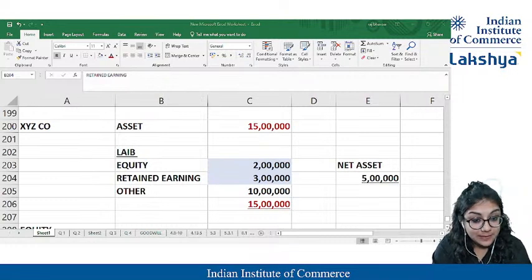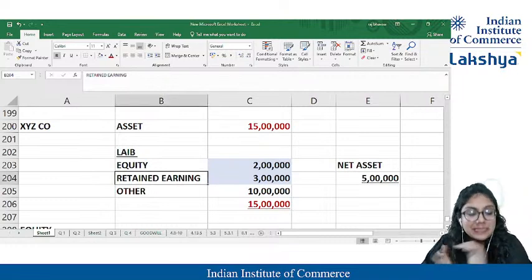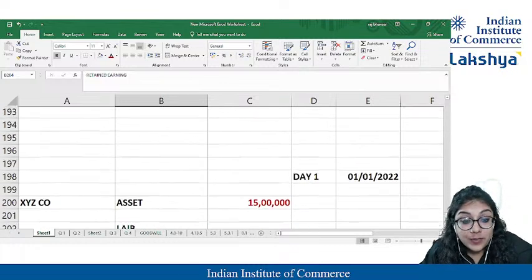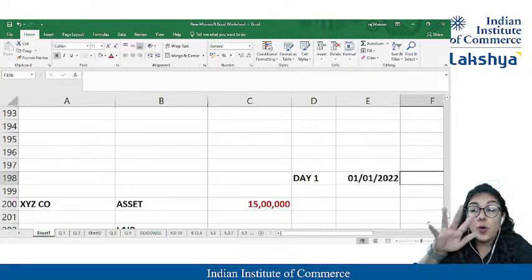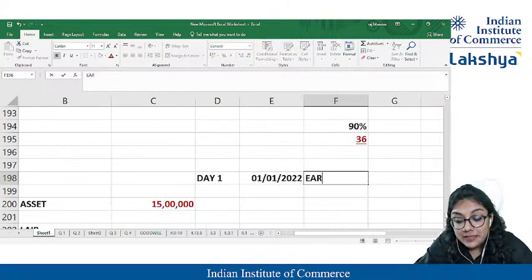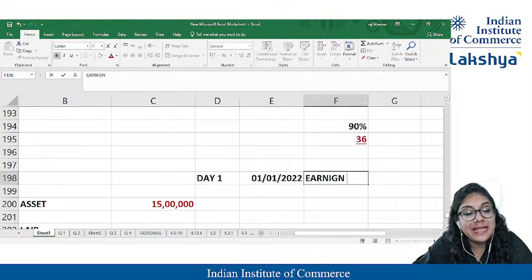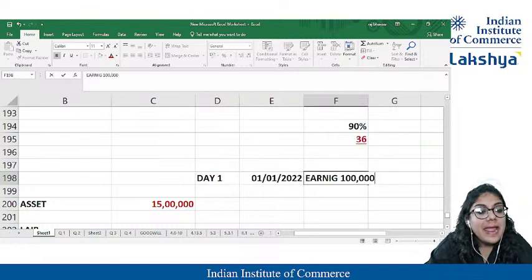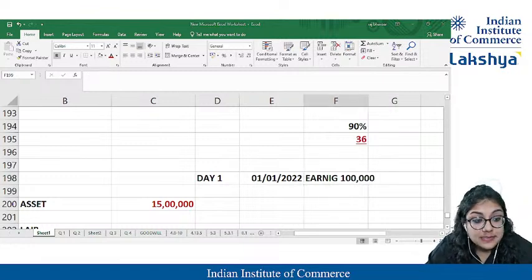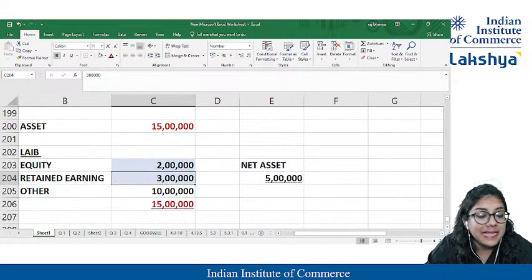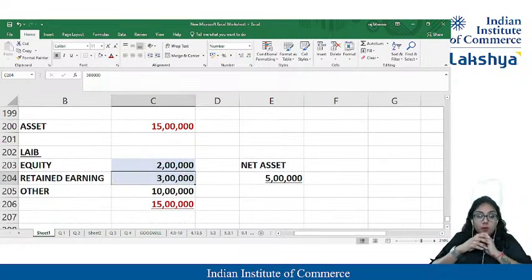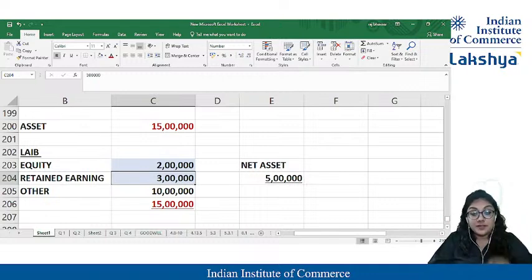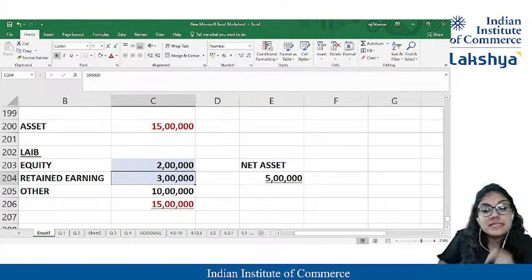But I tell you one thing. Suppose at the date of acquisition they already had retained earnings, brought forward, of let's say 1 lakh. And in the current year, by year end, their total earnings are 3 lakhs. Now can you tell me what the net assets are on the date of acquisition? This becomes very important. This is the retained earnings.